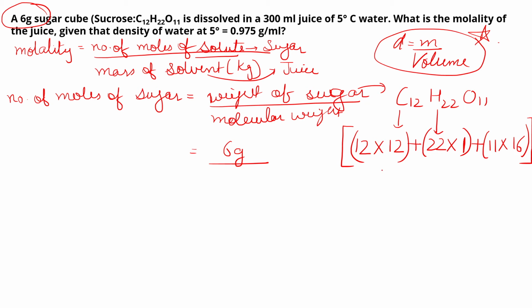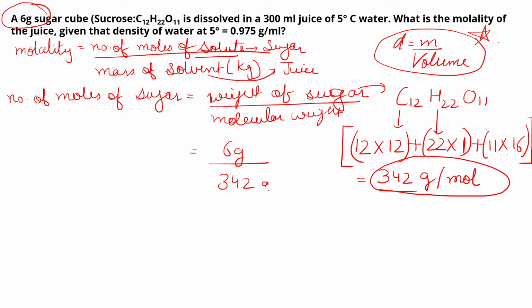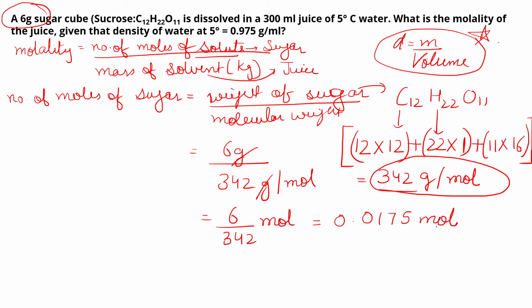It will come out to be 342 gram per mole, since it is molecular weight, that is gram per mole. Gram and gram will cancel out. So the number of moles is 6 over 342 mole. I hope you are getting this. If you divide it, the value will come out to be 0.0175 mole. So till now we have calculated the number of moles.